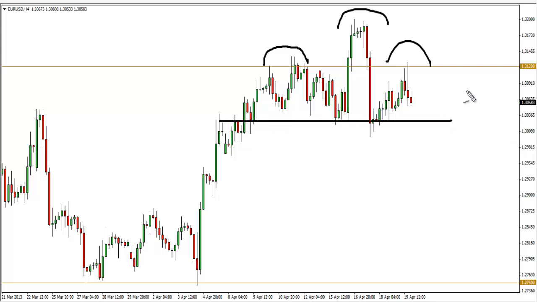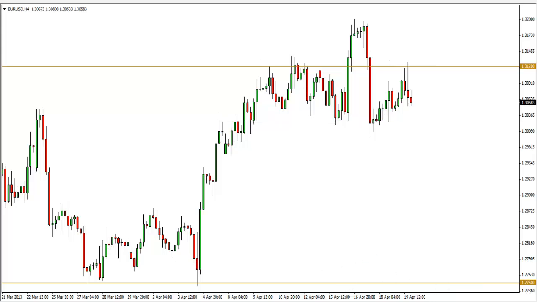So for those who want more confirmation, you can wait for price to break and close strongly below this support level before getting short. And profit target wise, you can look to take profit at 27,500, which I expect to have some support level down there. So that's my analysis for the euro dollar.